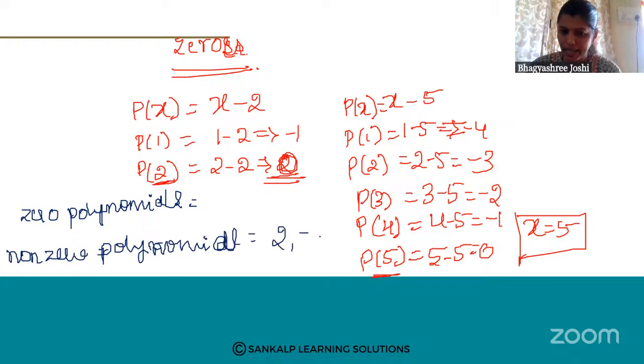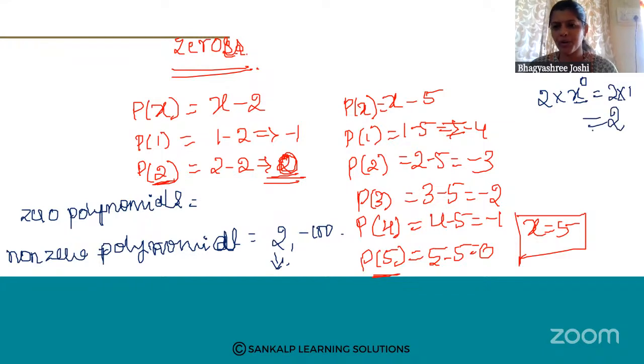2, minus 100. So what is the degree of this polynomial? 2 is also a polynomial. Why? Because if I write 2 into x raised to 0, x raised to 0 means 1, so it is 2 into 1. So 2 is also a polynomial because it has one constant and one variable. So 2 is also a polynomial.